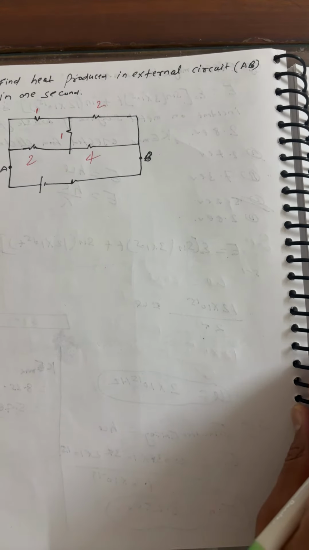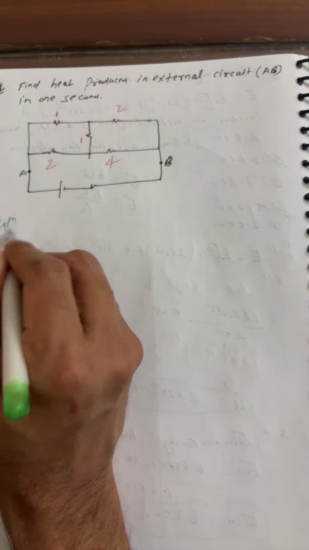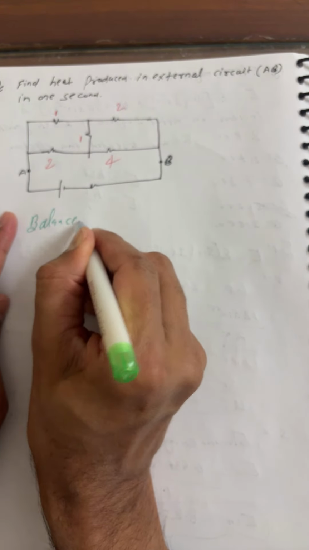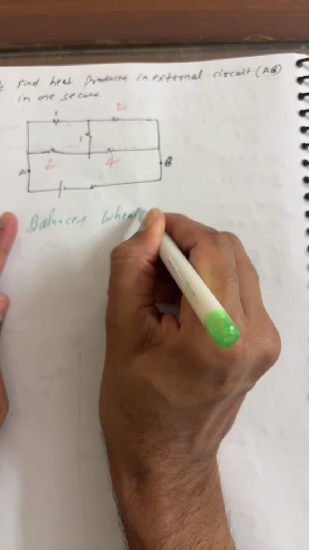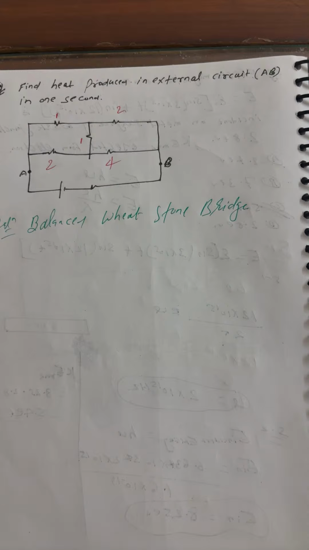But I know one thing: because it's a memory-based question, nobody has said till now. Someone is telling it's a balanced Wheatstone bridge, someone is telling unbalanced Wheatstone bridge. Students, here I'm considering balanced, it's easy to solve, right? So for this solution, I'm considering a balanced Wheatstone bridge here.